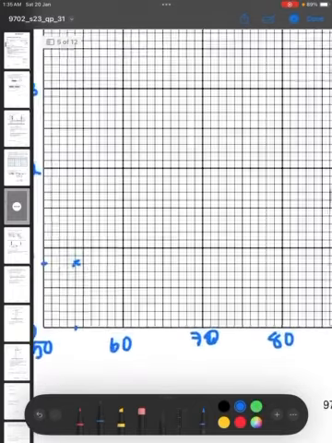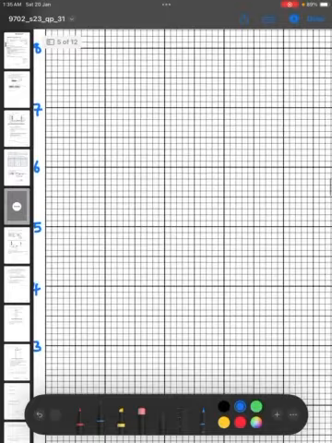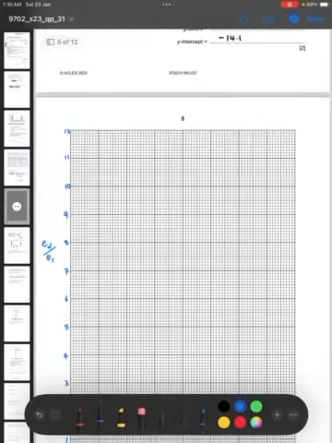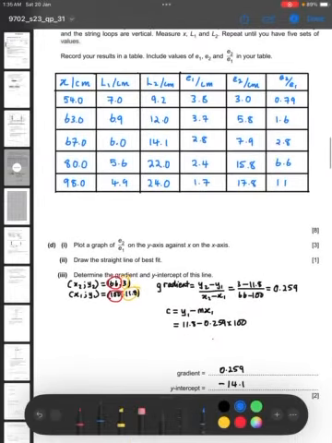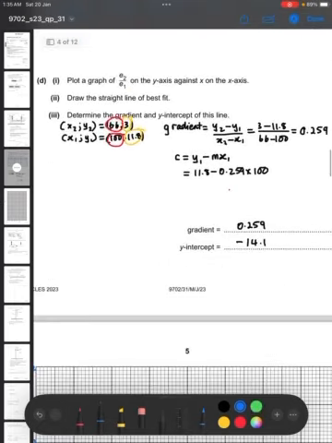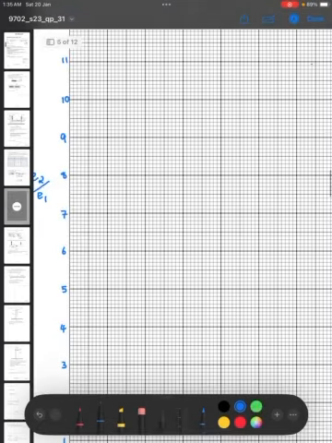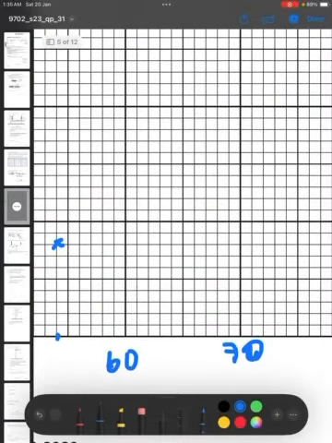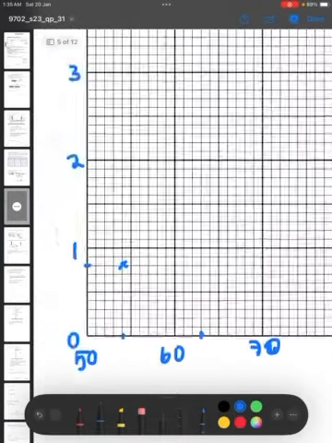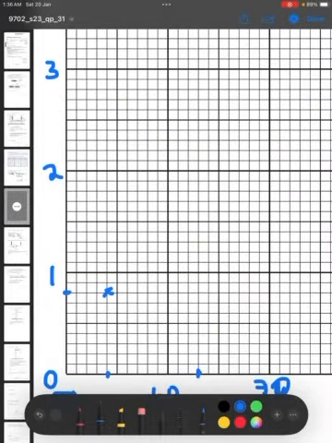Then the next coordinate corresponds to, if we look on our table correctly, 1.6 for the y value and 63 for the x value. Okay, so 63 is somewhere here, 1.6 is somewhere there. So our coordinate will be here.